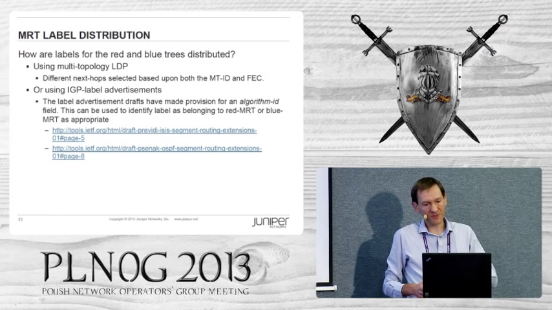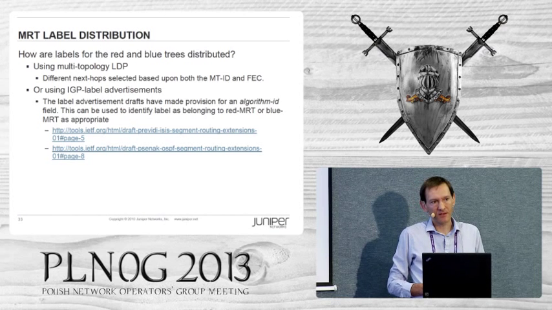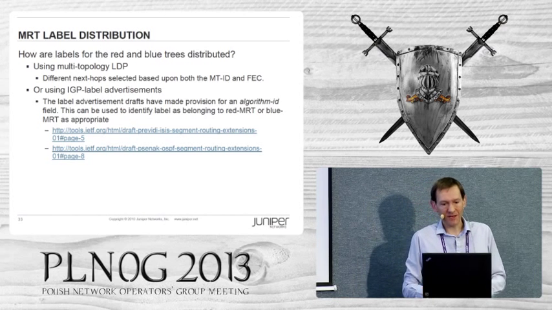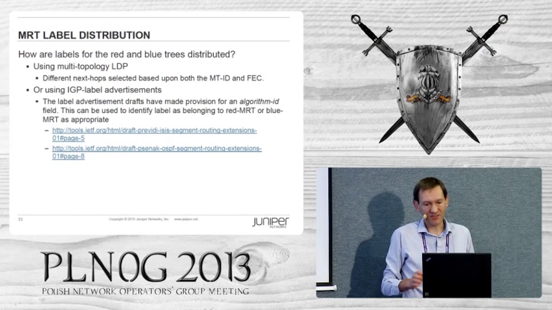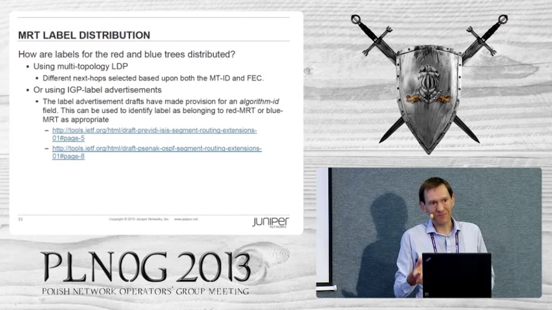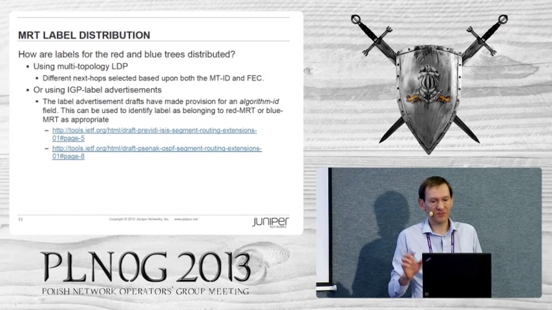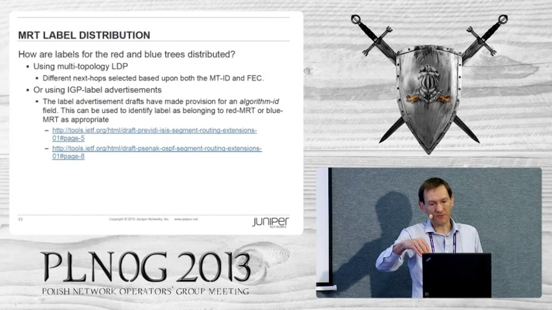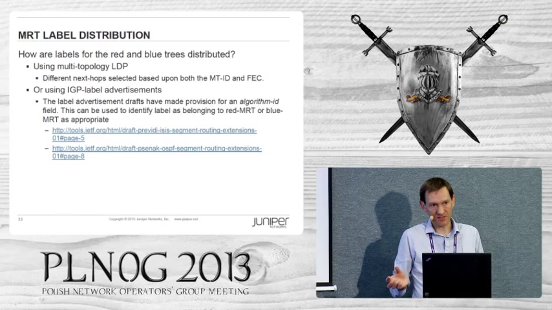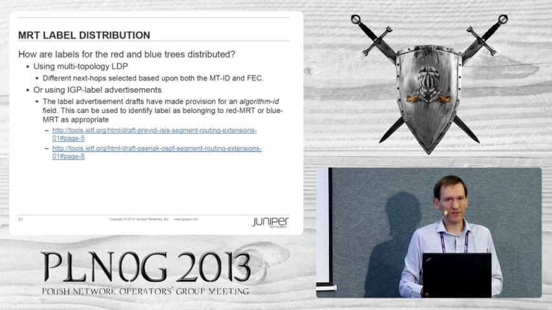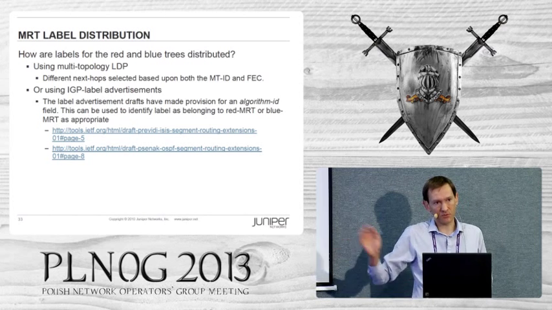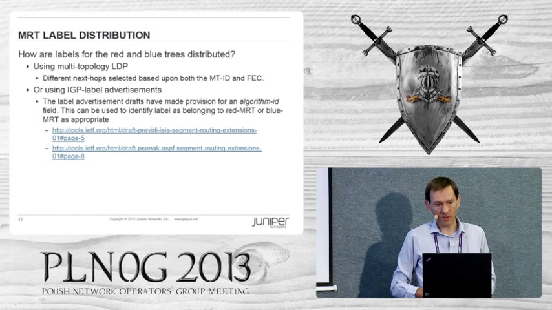I guess the method that was first of all proposed is using multi-topology LDP, where in fact you're choosing different next hops based on both a multi-topology ID and the FEC. And so in effect you're saying this is the label associated with the red topology, and it's got a topology ID associated with it. This is the label for the blue tree, and also you're advertising the normal SPF label as well.